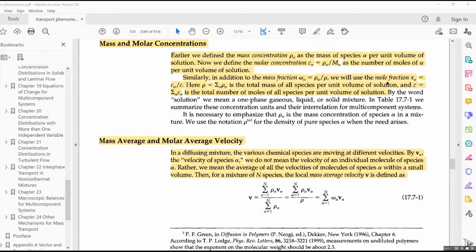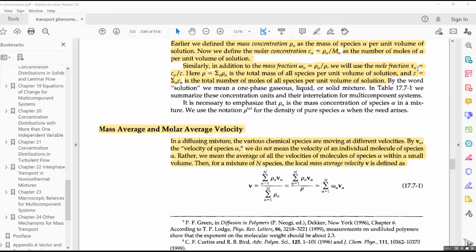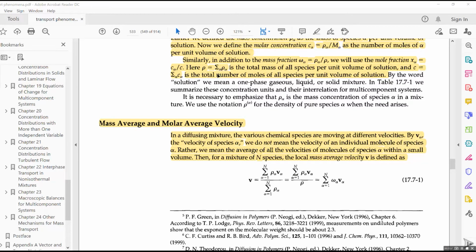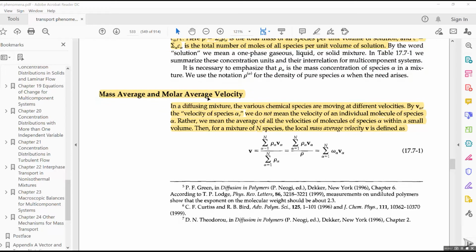We can define mole fraction as x alpha, which is the molar concentration of alpha divided by the mixture molar concentration. As we know, the mixture mass concentration can be calculated as the summation of the individual species mass concentrations. In a similar manner, the mixture molar concentration can be calculated as the summation of the molar concentrations of the individual species, and so on.